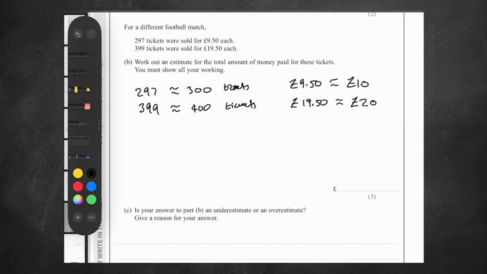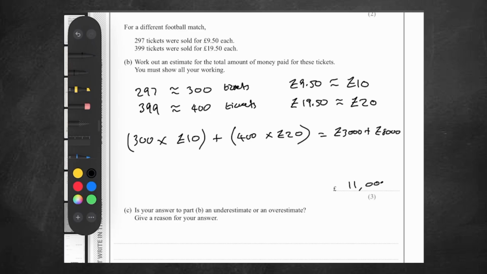So all we need to do is 300 times £10 plus 400 times £20 for a reasonable estimate. And that will be 3,000 plus 8,000, which comes to 11,000.